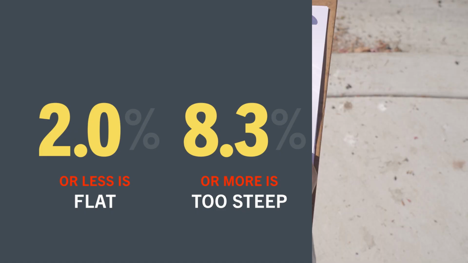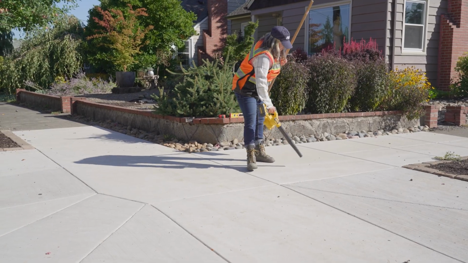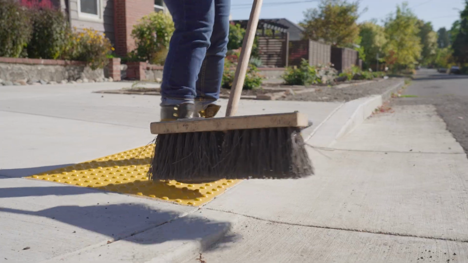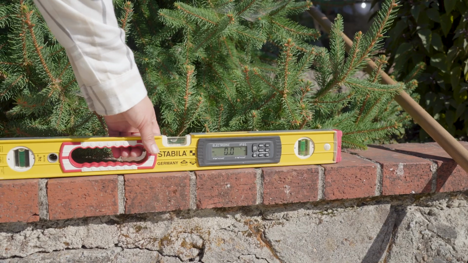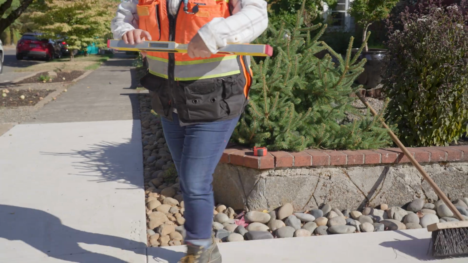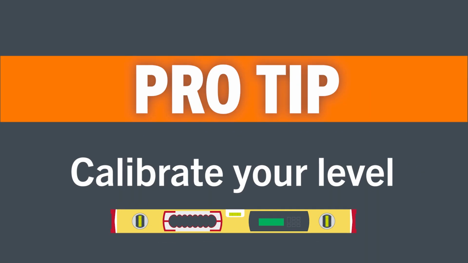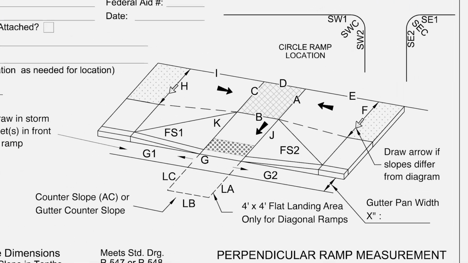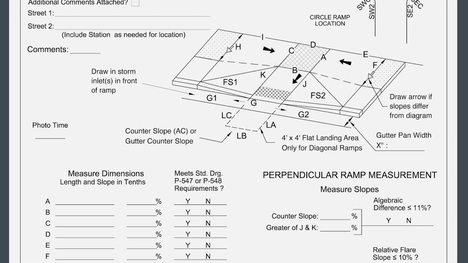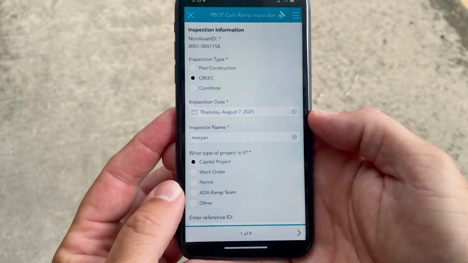All right. Now let's see these numbers in action as we walk through a typical inspection. First, clear the area of any debris that could give your level inaccurate readings. Next, grab a 24-inch digital level. Anything else won't give you precise enough numbers. Make sure it's calibrated before you start every inspection. Finally, where you'll put all this information. Using our PBOT ramp inspection form is easy, and it'll guide you through each part of the ramp and the measurements you'll need to take along the way. But you can also enter your data on the Survey123 app.